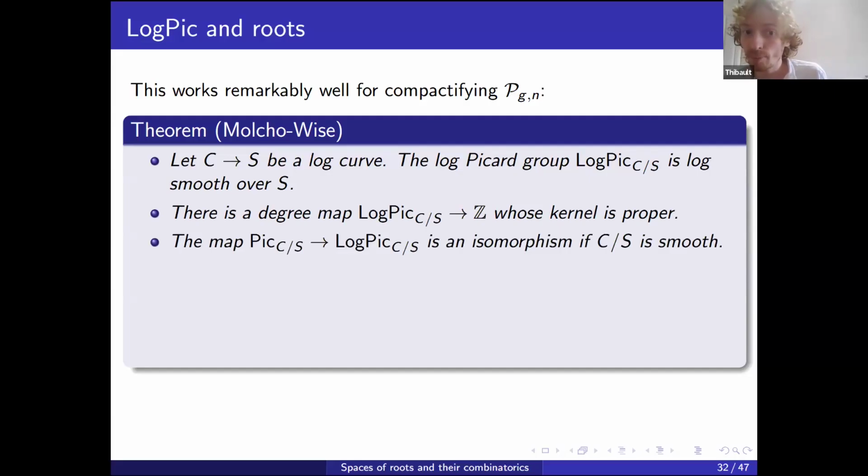The natural map from Pic is an isomorphism if the curve is smooth. So in the world of smooth curves, there's no difference between Pic and log Pic. And these 2 points together, the last two, already tell you that the universal log Pic is going to be a compactification of Pic, right? And the log Jacobian is going to be a compactification of the Jacobian because they coincide over M_{g,n} and log Pic 0 is proper.